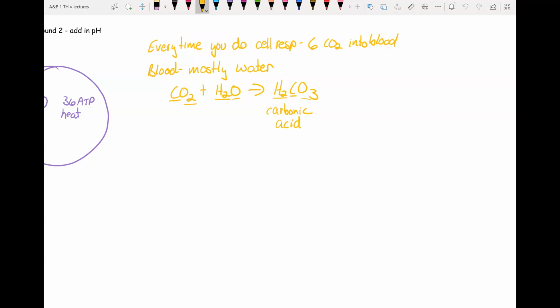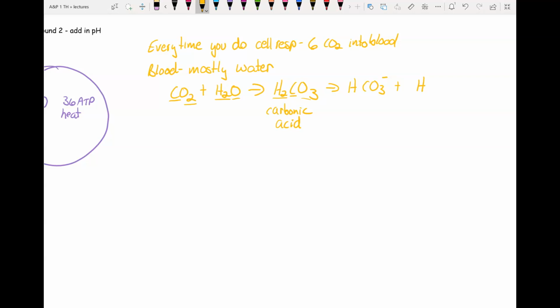Now it doesn't stay like this. It dissociates. Remember, you've already learned about the word dissociate. We talked about like when salt mixes with water, it dissociates into sodium and chloride ions. Carbonic acid in your blood dissociates. One of the hydrogens breaks off. So one hydrogen leaves. Now remember before when we talked about hydrogens breaking off from water, hydrogen has 1 electron. When it breaks off from a molecule, it leaves its electron behind. So the HCO3 keeps that electron.